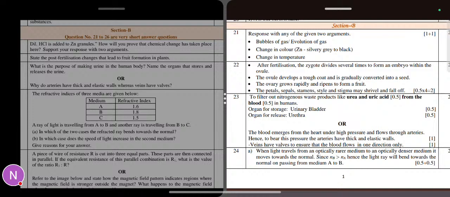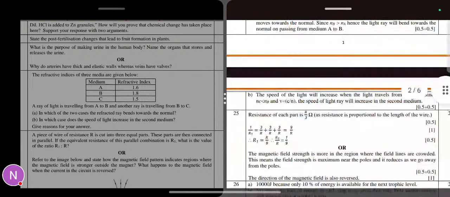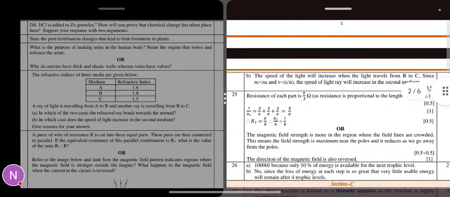Next is B question. So for that, the speed of the light will increase when the light travels from B to C. Since n_C is less than n_B and v is equal to c by n, the speed of the light ray will increase in the second medium.